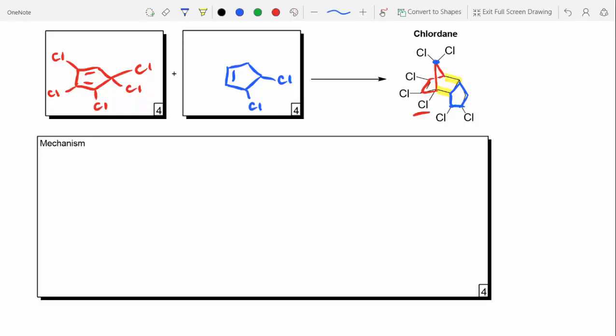The other thing you might notice with chlordane, so you see how this ring's pointed down? This again is your endo product. That means that our hydrogens that are not drawn are sticking out. They're in the exo position and that blue ring's pointed down endo. So just remember the endo product is always preferred.